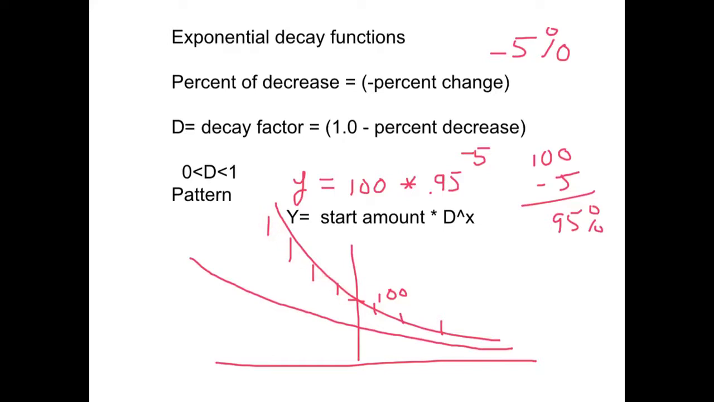To get there, you could divide by 0.95 five times, divide by 0.95, divide by 0.95, divide by 0.95, or simply multiply by 0.95 to the negative 5, which is the reciprocal of those 5 divisions.